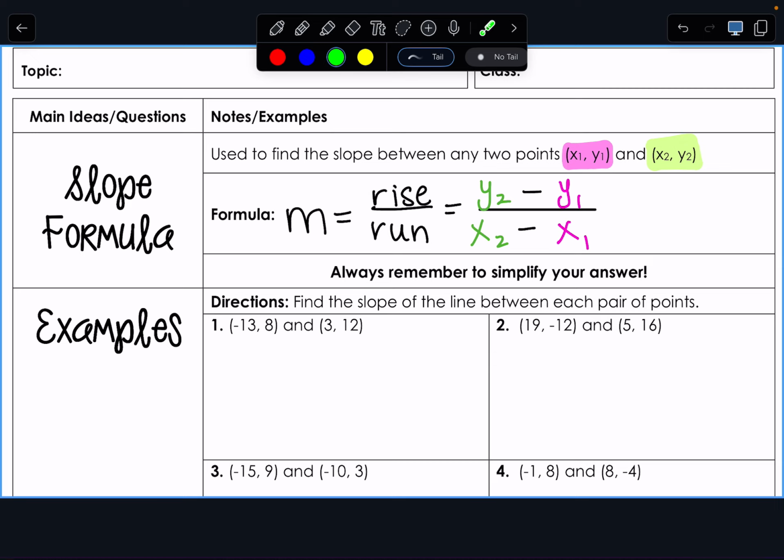Sometimes our numbers are going to be positive. Sometimes our numbers are going to be negative. So if you need a calculator, please go get one right now.